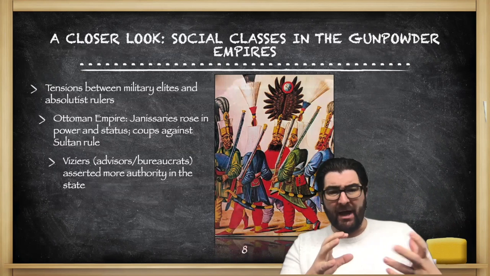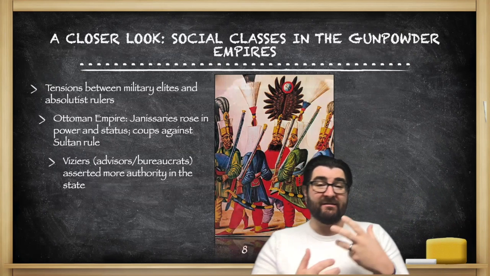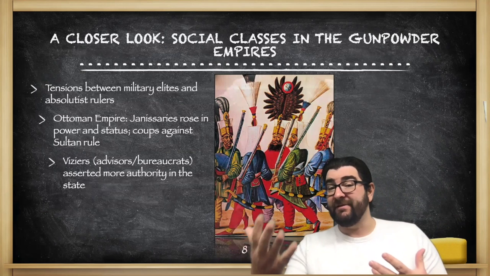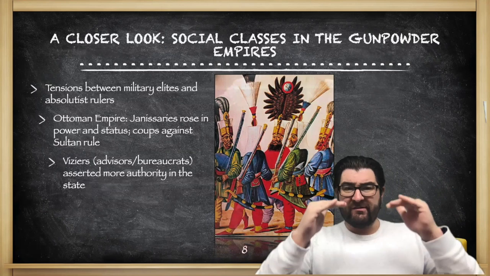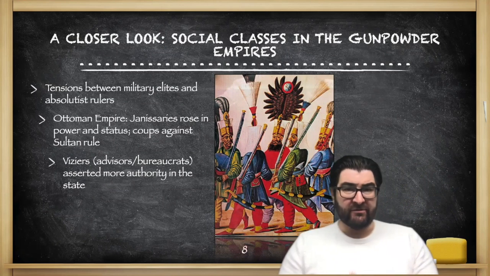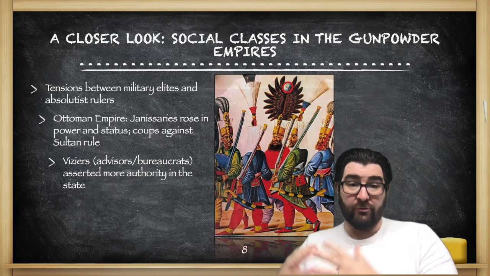In the Ottoman Empire, for example, through this Devshirme system that creates an elite class of warriors called janissaries and viziers administering the country, we will start to see rising power of these janissaries and viziers, sometimes at the expense of central sultans, central rulers.